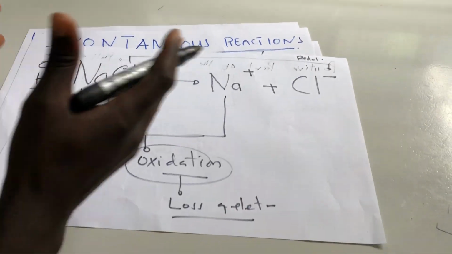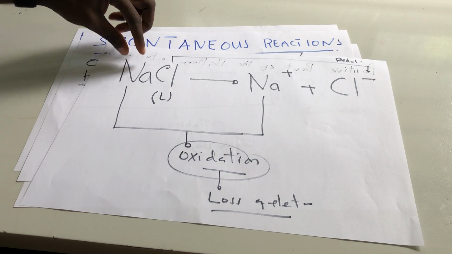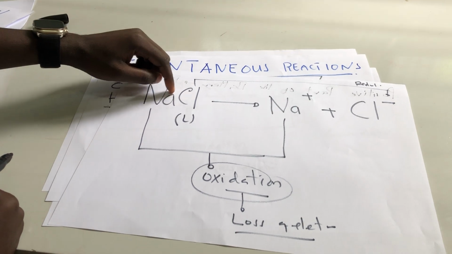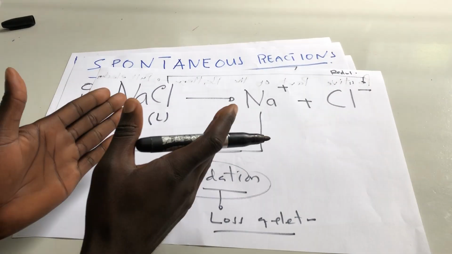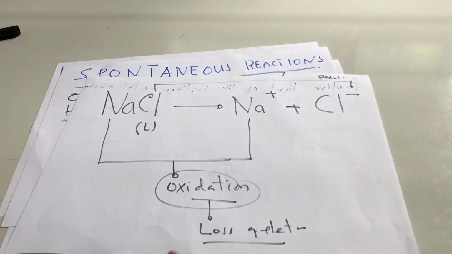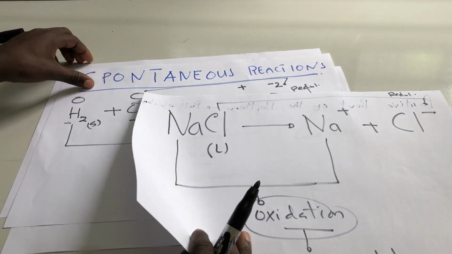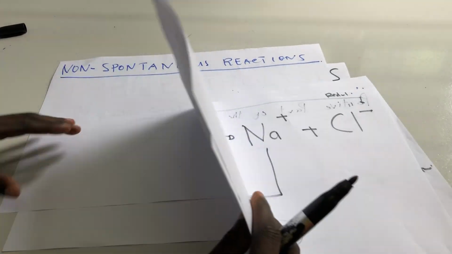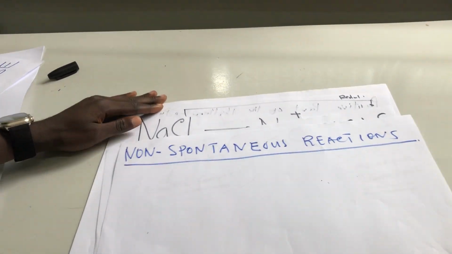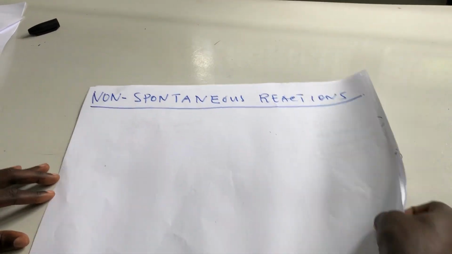Of course, hii reaction inaweza kufanyika tu kwa sababu chlorine ana high electronegativity value ukicompare na sodium. So chlorine will attract the bonding electrons toward itself. So this reaction occurs by its own. So this type of reaction that occur without any conditions tunaziita spontaneous reaction. But also we have type 2, which is called non-spontaneous reaction. Hizi ni reaction ambazo haziwezi kutokea mpaka uweze kuziwekea condition fulani.